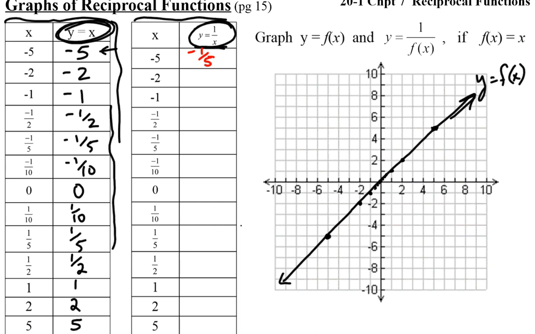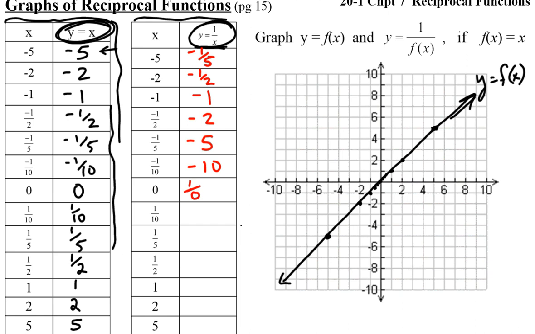-2, flip that, -1/2. -1, flip that, just -1 over 1, which is -1. -1/2, when I reciprocate, becomes -2 over 1 or -2. -1/5, reciprocated, becomes -5 over 1 or -5. -10. 0 over 1, when I reciprocate, becomes 1 over 0.